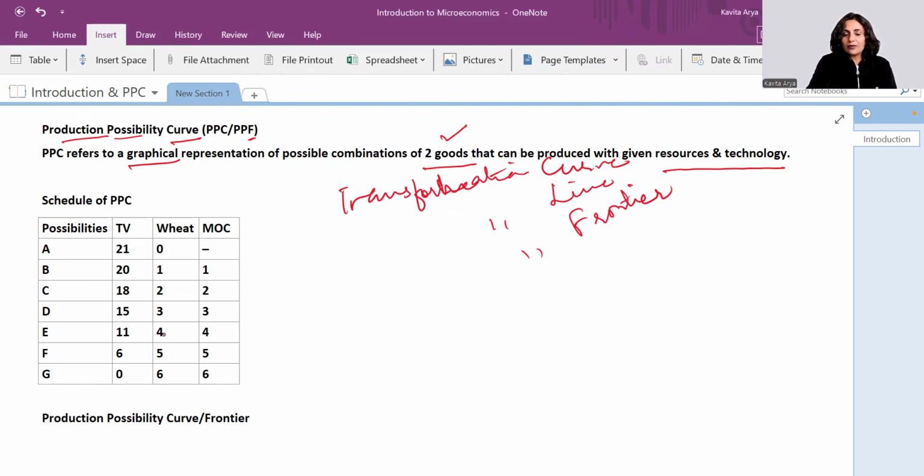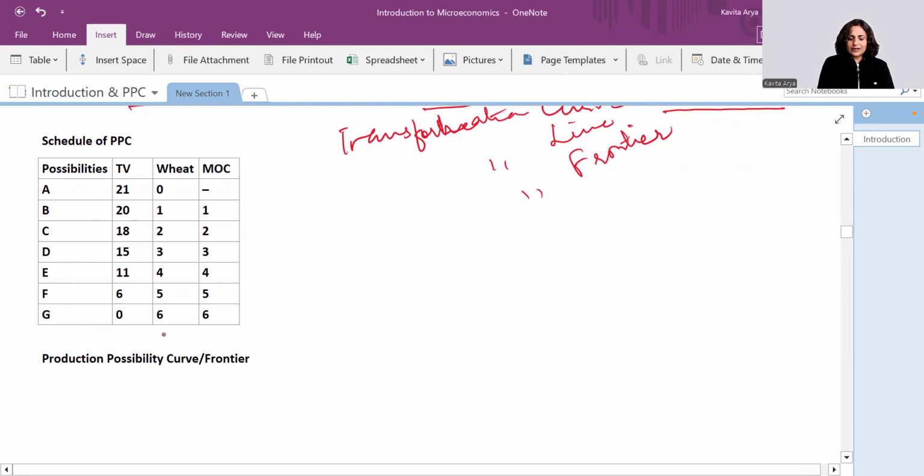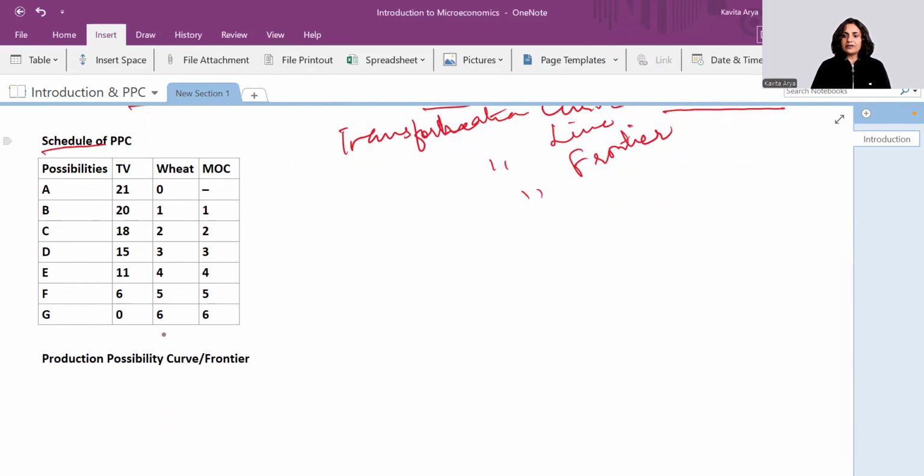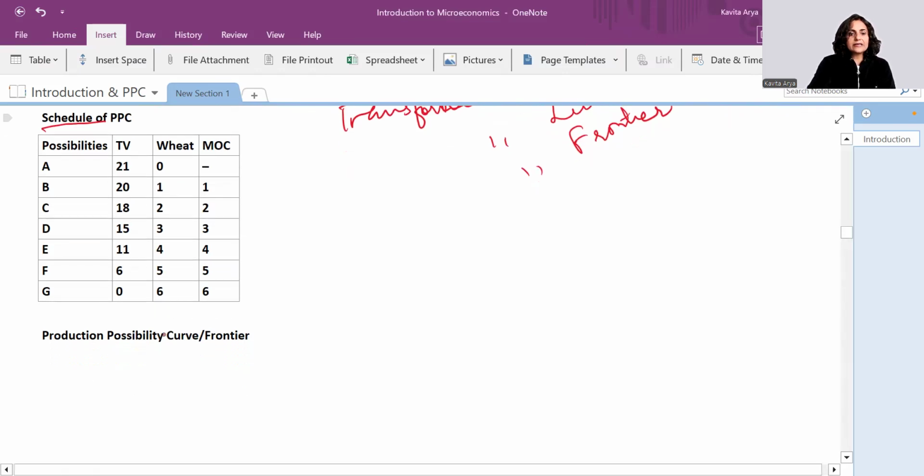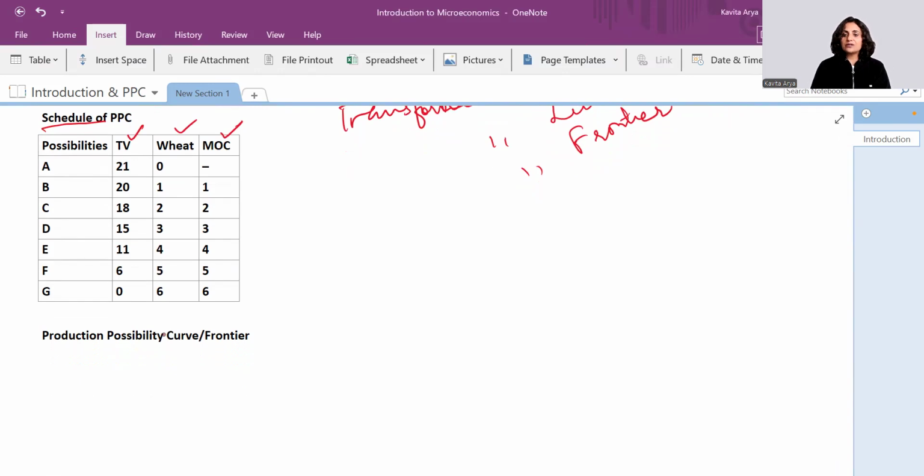When we say schedule, I often tell my students, schedule is nothing but the tabular representation. Wherever a table is made in economics, you would have the heading: schedule of PPC, schedule of demand curve, schedule of supply curve, whatever. So here, how do we show it? This shows the possibilities, and you have taken two goods, TV and wheat, and there is a term MOC, marginal opportunity cost. So how do we make it?